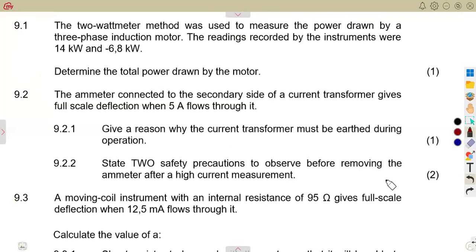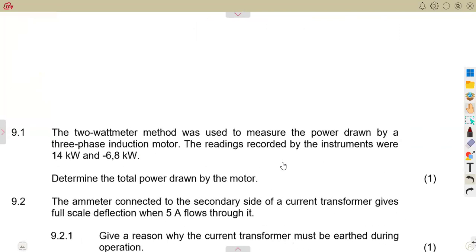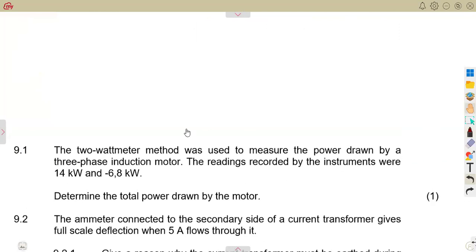Let us check another part on question 9. The 2-wattmeter method was used to measure the power drawn by a 3-phase induction motor. So we talked about the 2-wattmeter method, guys.